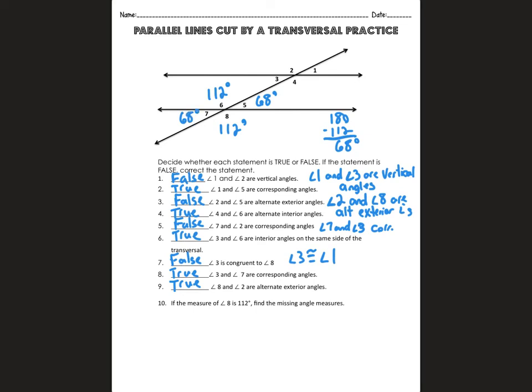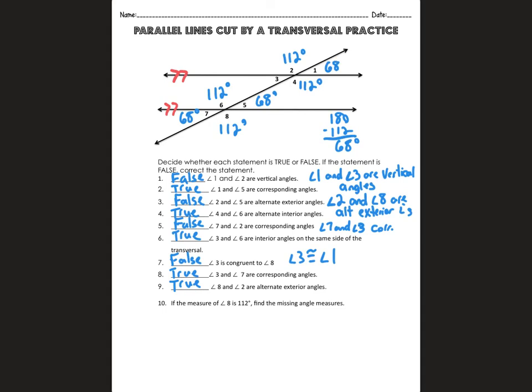Now, I said before, we don't know that these lines are parallel, so we can't actually find out the other angles. But if we were to assume that they were parallel, now we could find out the other angles. So, for example, angle 4 corresponds with angle 8. So if angle 8 is 112 and the lines are parallel, this would also be 112. Angle 2 is vertical to angle 4, so that would also be 112 degrees. Angle 5 and angle 1 correspond, so that would be 68 degrees.